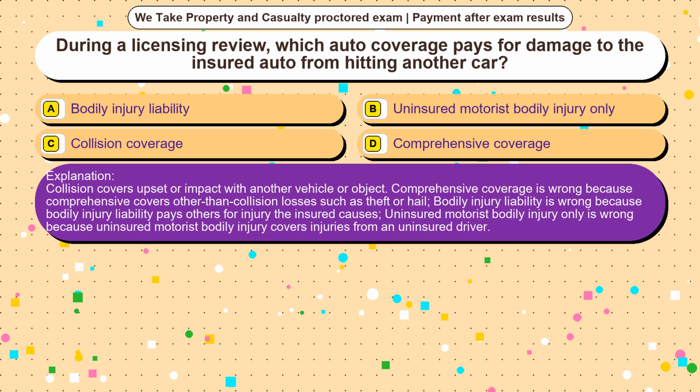Collision covers upset or impact with another vehicle or object. Comprehensive coverage is wrong because comprehensive covers other than collision losses such as theft or hail. Bodily injury liability is wrong because bodily injury liability pays others for injury the insured causes. Uninsured motorist bodily injury only is wrong because uninsured motorist bodily injury covers injuries from an uninsured driver.